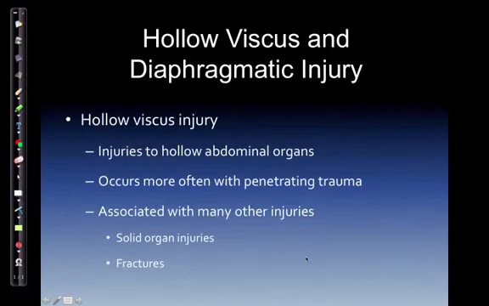Hollow viscus and diaphragmatic injury. Hollow viscus injury is a generic term used to describe any number of injuries that can occur to the hollow abdominal organs. It occurs more often with penetrating trauma and is quite rare in blunt trauma. It is associated with other injuries though, like solid organ injuries, fractures of the lumbar spine, lower ribs, lower extremities, and pelvis. Leakage from a hollow viscus rupture spills into the peritoneal cavity, and this can cause significant irritation and infection of the peritoneum.